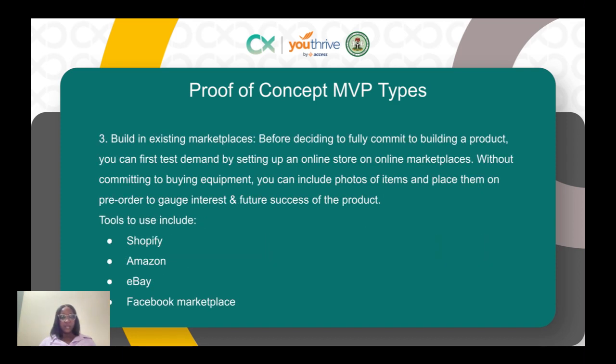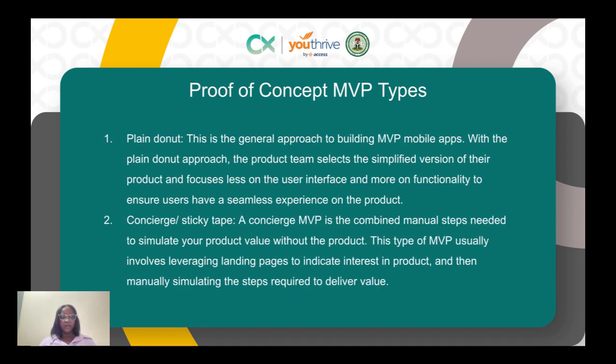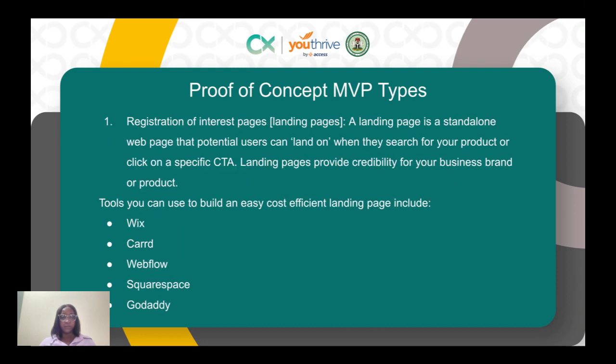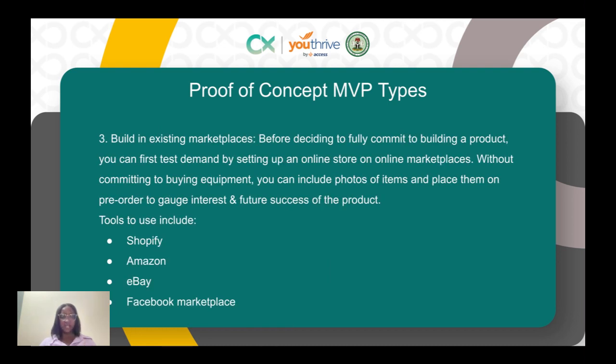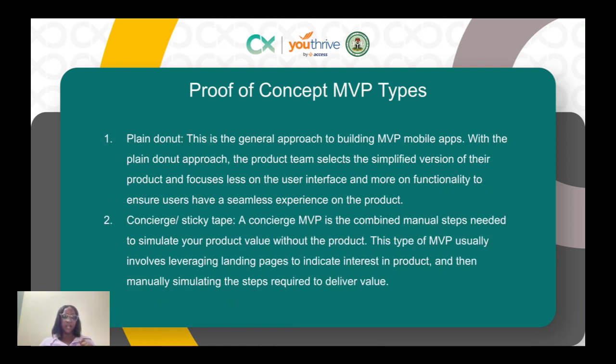Under proof of concept MVP, I'm so sorry, this is functional MVP, not proof of concept. So proof of concept has registration of interest pages, digital content, and building in existing marketplaces. Now, functional MVP, you have plain donuts. Now, plain donuts is a general approach to building MVP mobile apps.